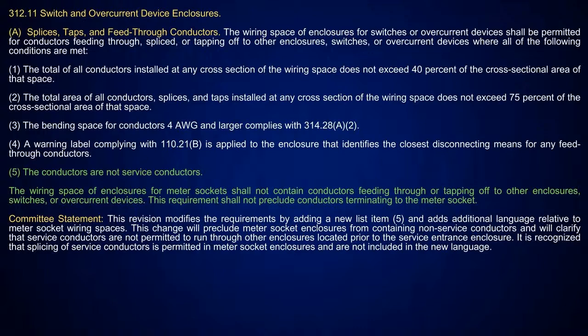So when you look at it, it says the conductors are not service conductors in A5. And then it says the wiring space of enclosures for meter sockets shall not contain conductors feeding through or tapping off to other enclosures, switches, or overcurrent devices. This requirement shall not preclude conductors terminating to the meter socket. So they're just doing some clarification to tell you which type of conductors are permitted there.